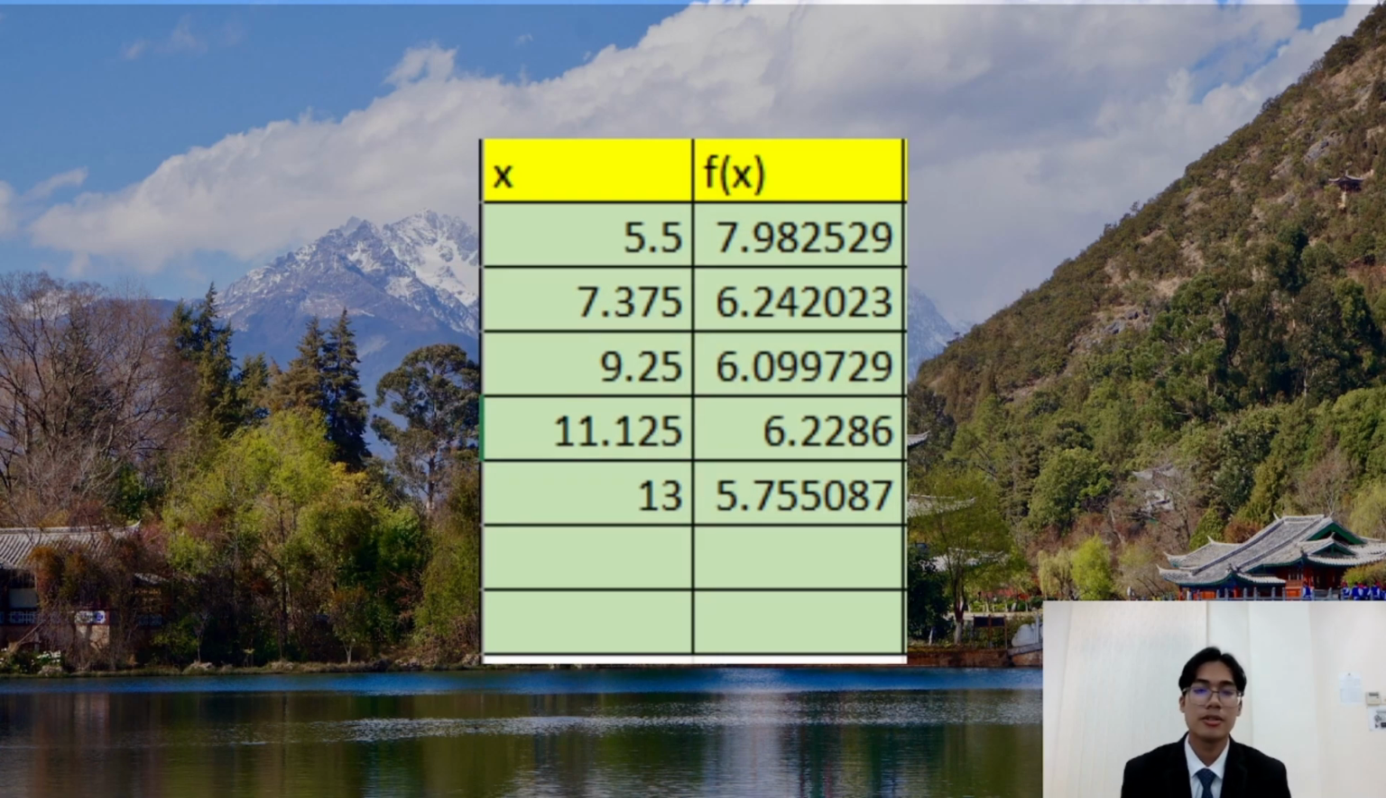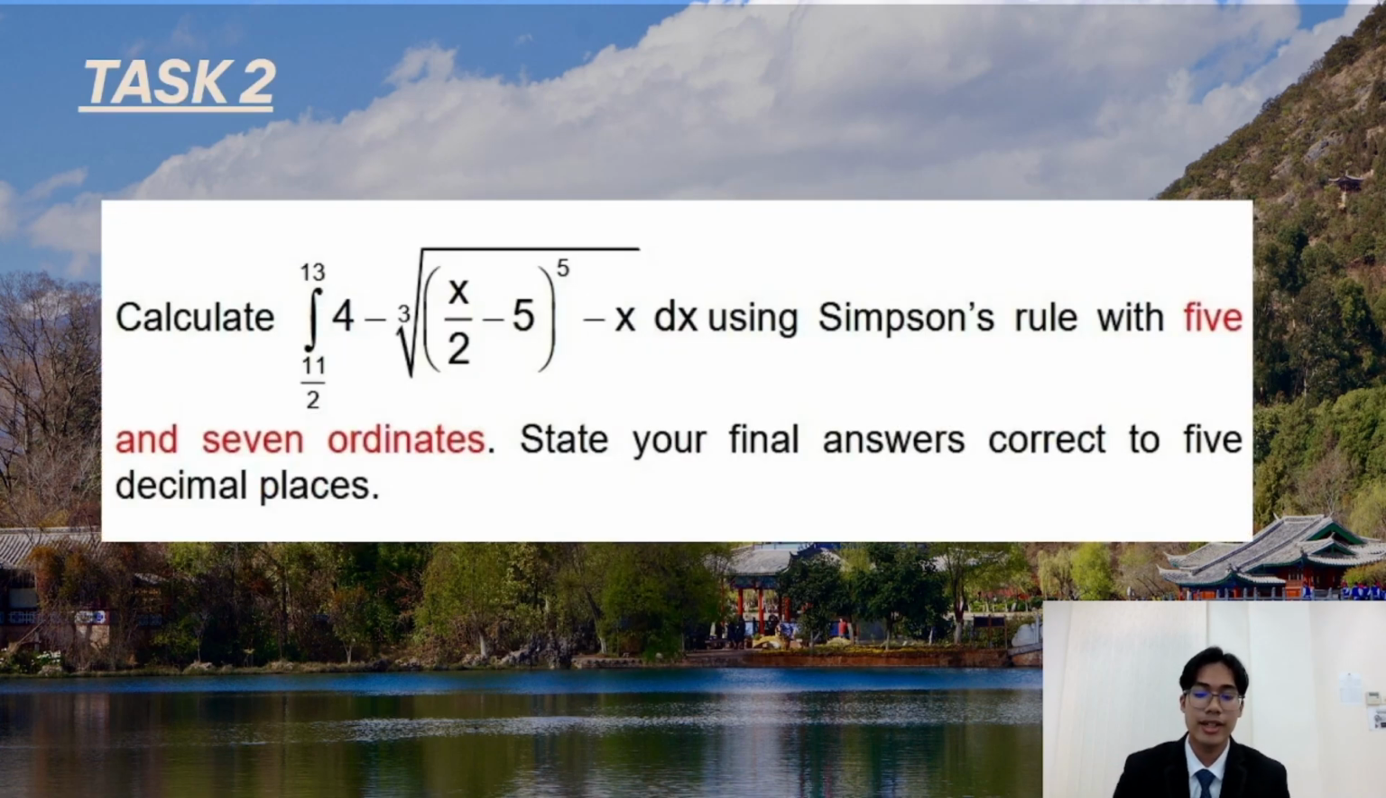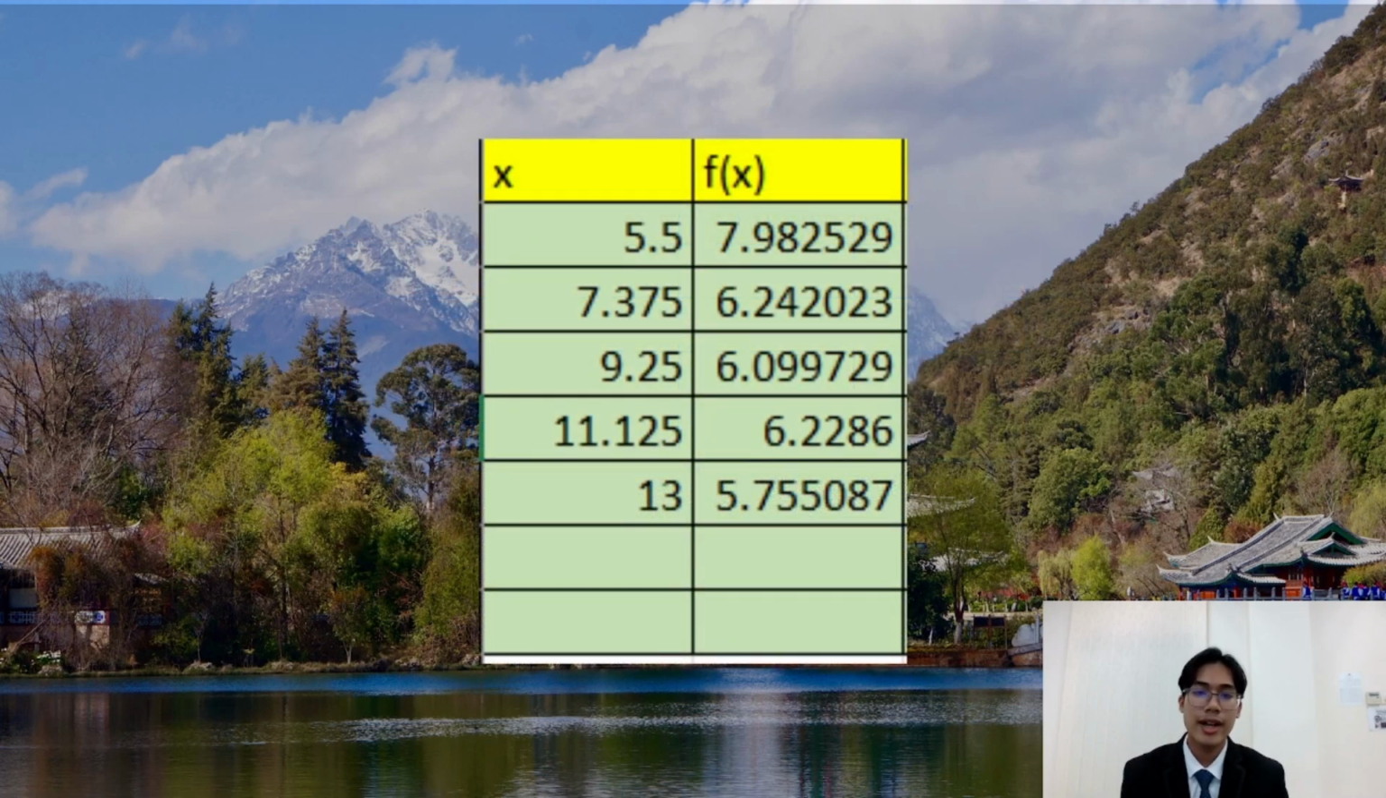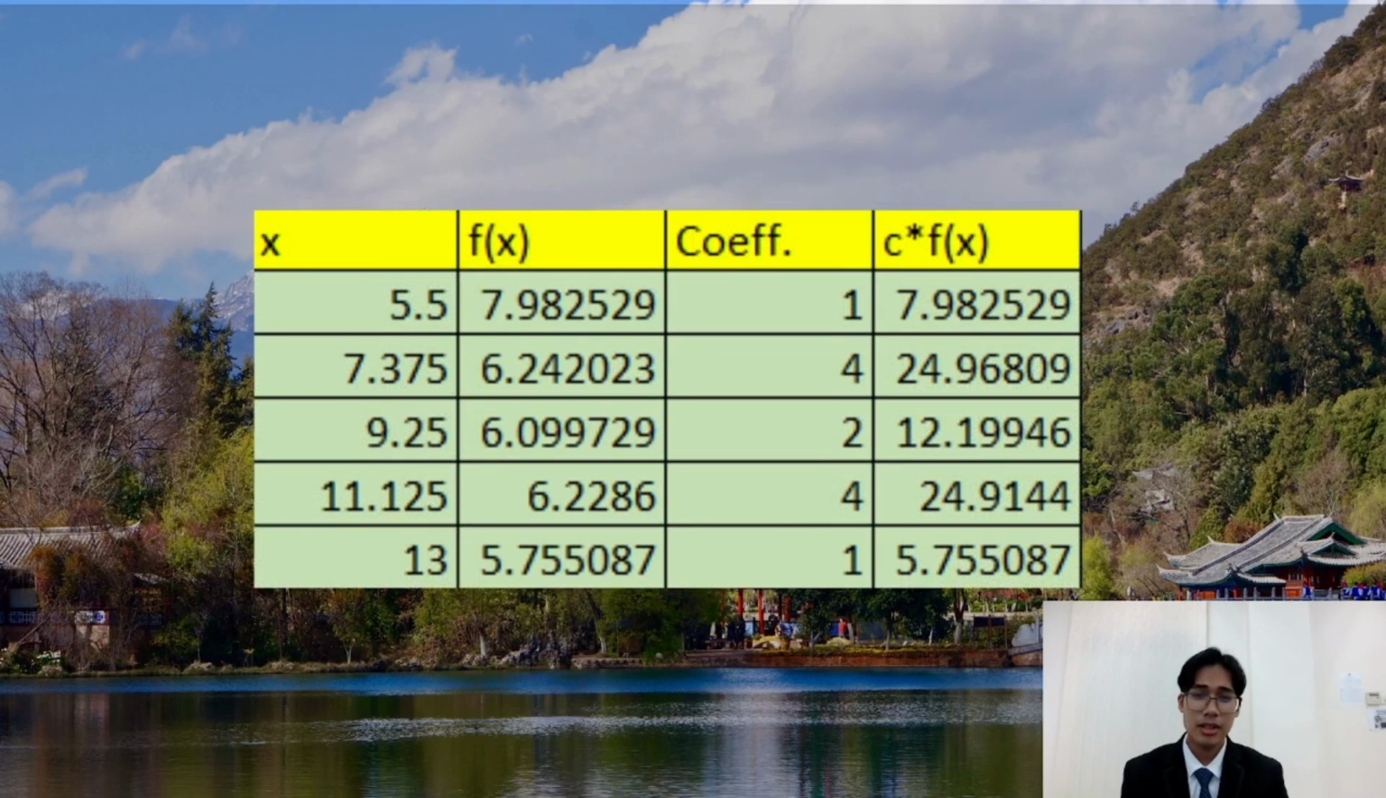Alright, next, we need to make a table for x and fx. For x, the first x is the value of a that we are given. The next x is the value of a plus the value of h, and we repeat the process until we get the value of b, which is 13. Then fx is our equation from before. We substitute each value of x into it, and then we get the value of fx.